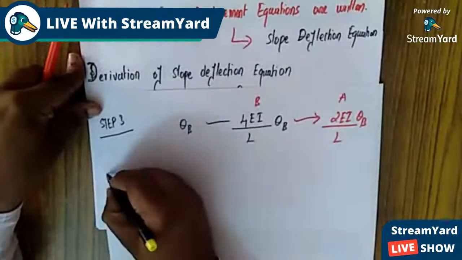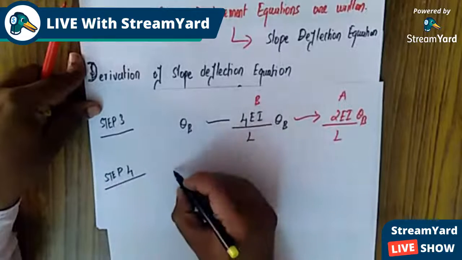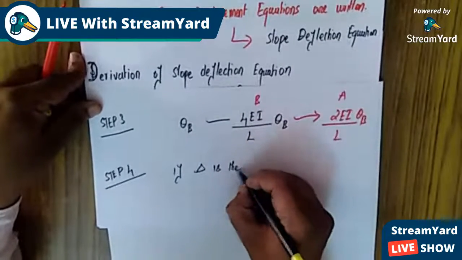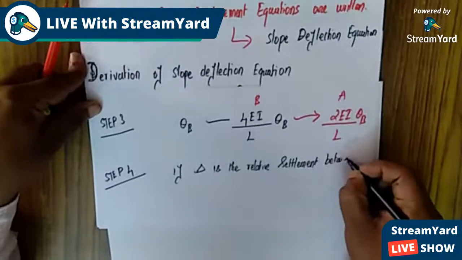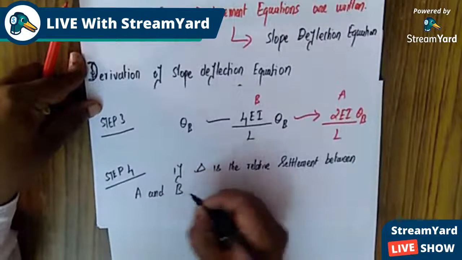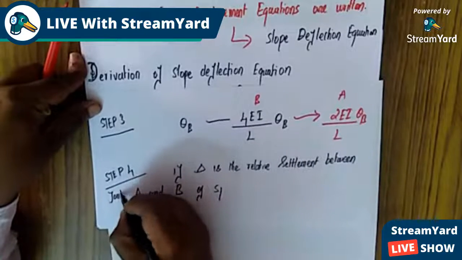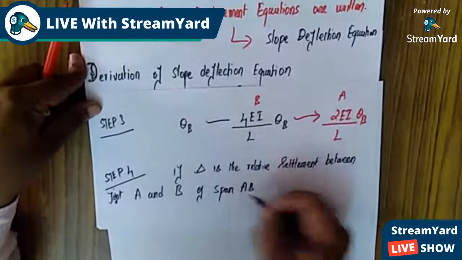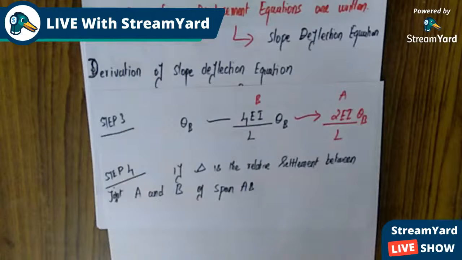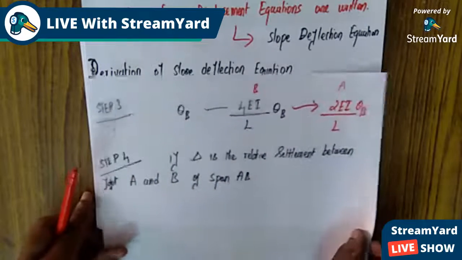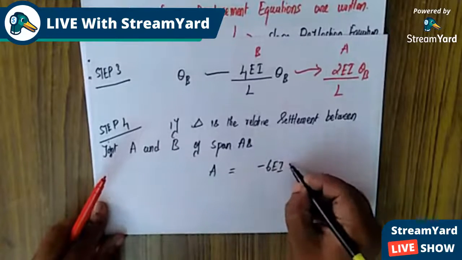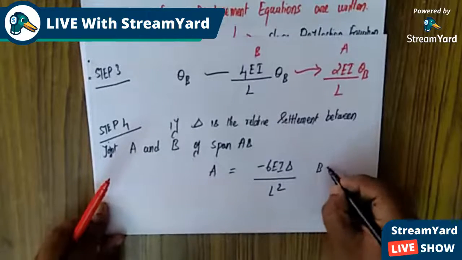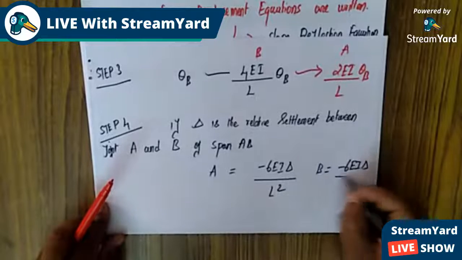Now I am going forward to step 4. If delta is the relative settlement between joint A and B of span AB, then due to this relative settlement, the moment developed at end A will be equal to minus 6EI delta/L square, and at B will be equal to minus 6EI delta/L square.